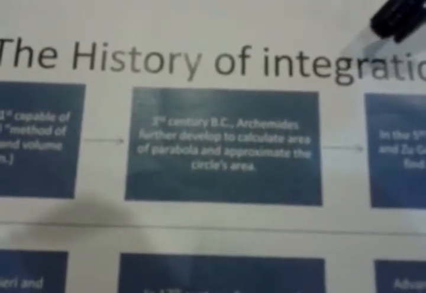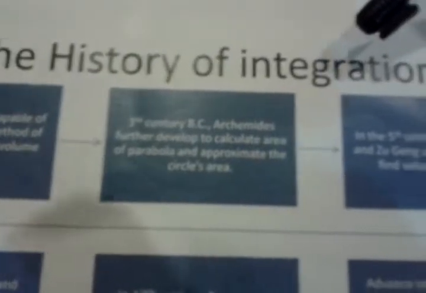Now, we move on to the history. So how did the history of integration develop? Firstly, Eudoxus invented the first method capable of determining integrals, called the method of exhaustion. That's when area and volume were known. Then in the 3rd century, Archimedes further developed it to calculate the area of a parabola and approximate the circle's area.